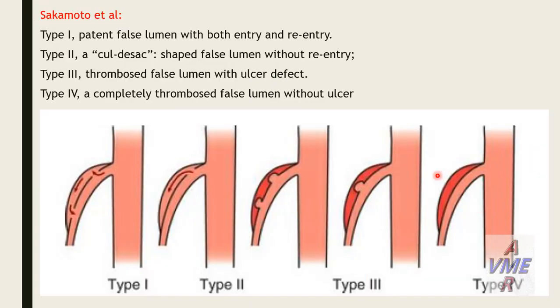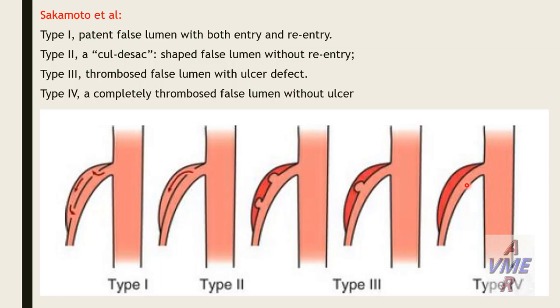Sakamoto et al. Type 1: we have a patent false lumen with entry and re-entry. Type 2: cul-de-sac entry without re-entry. Type 3: thrombosed false lumen with ulcer detected. And type 4: completely thrombosed false lumen without ulcer detected.